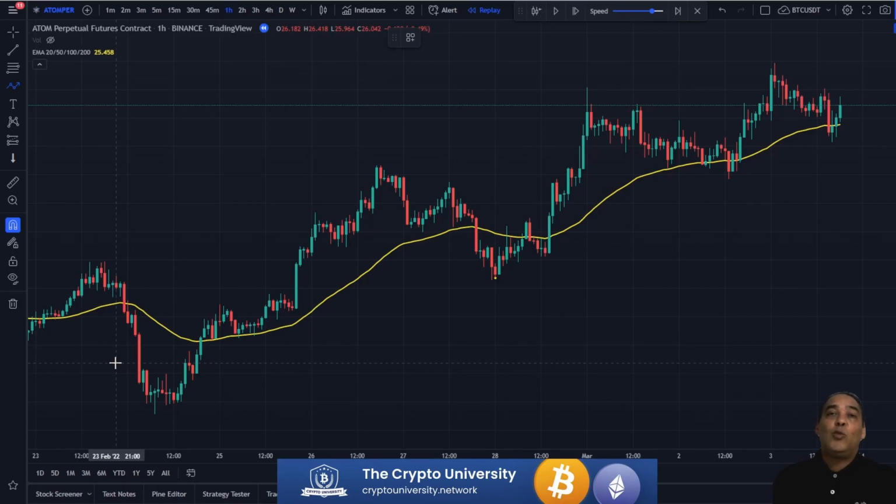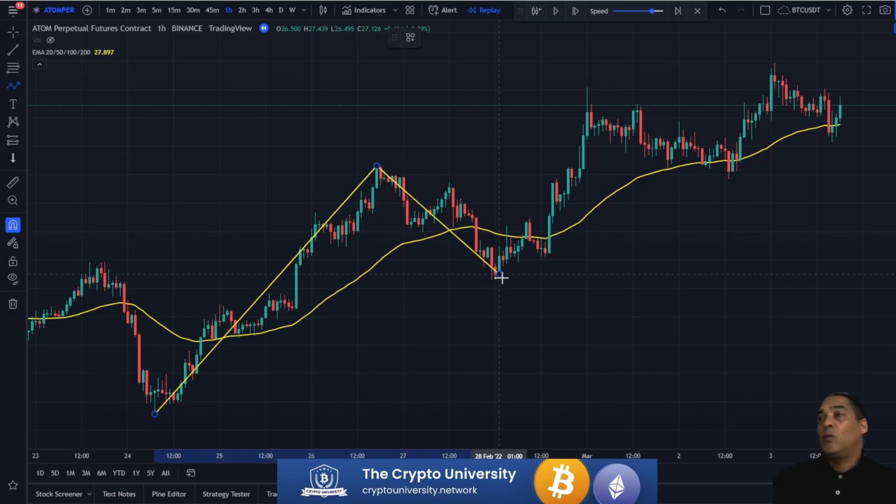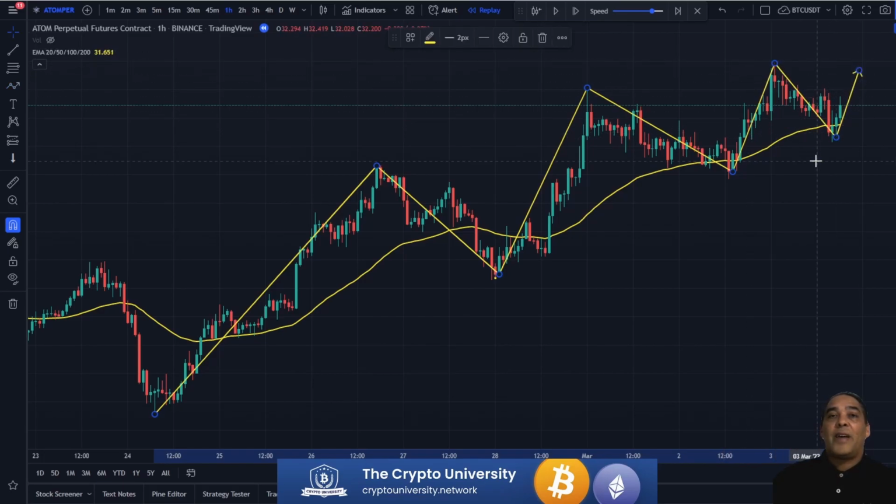So my first rule when looking at the charts is to establish market structure. Looking at Atom on the 1 hour, we can see that Atom has formed a new high, a higher low, a higher high, higher low, higher high, higher low. And that is confirmation that Atom is currently in an uptrend.